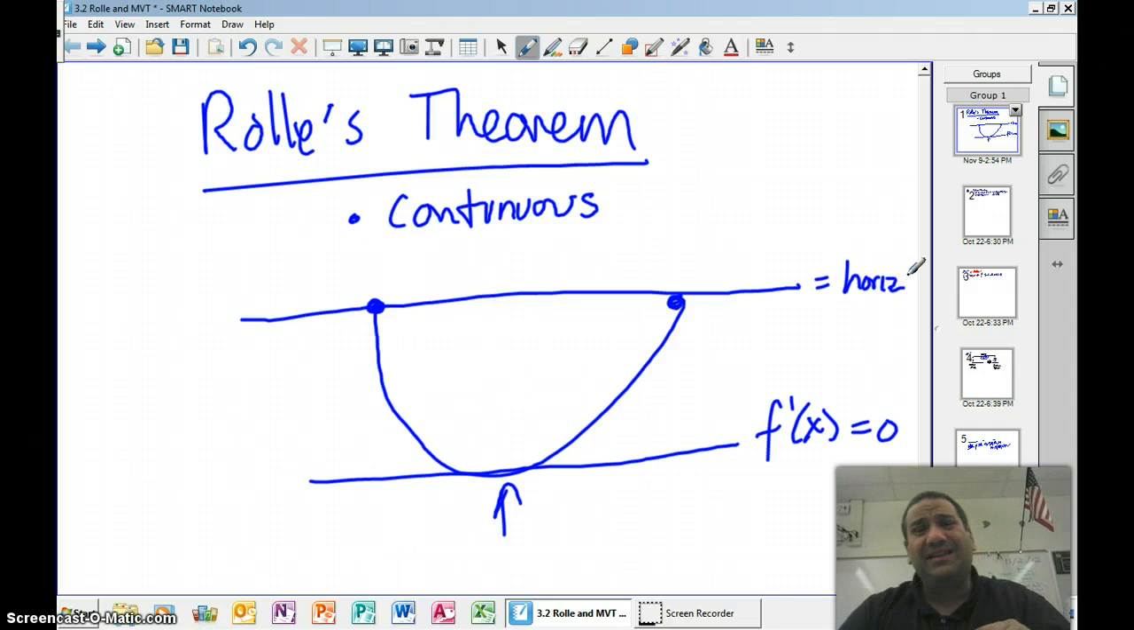Okay? A lot of times, you'll see some problems in a moment where they ask you to see if it's continuous on a closed interval, differentiable, and that the derivative is 0.